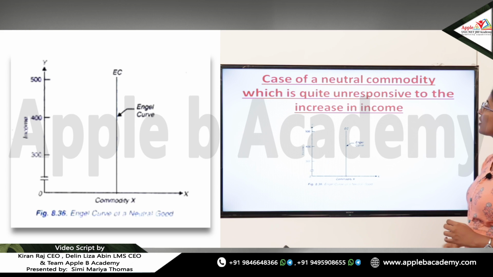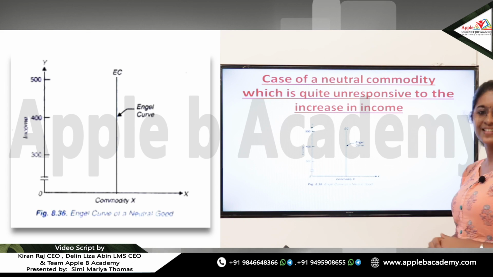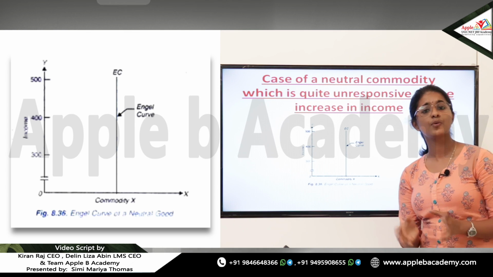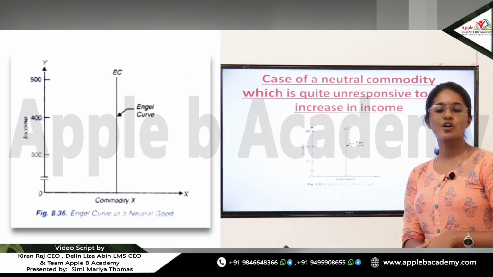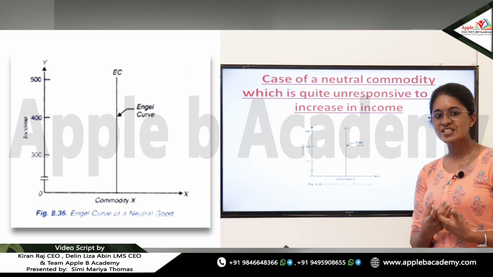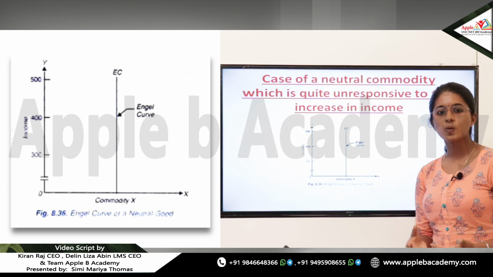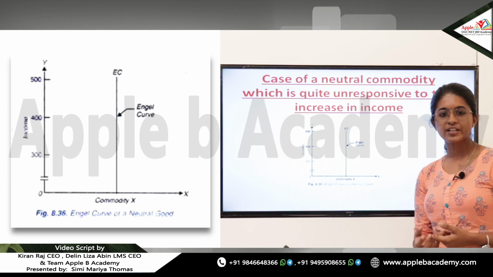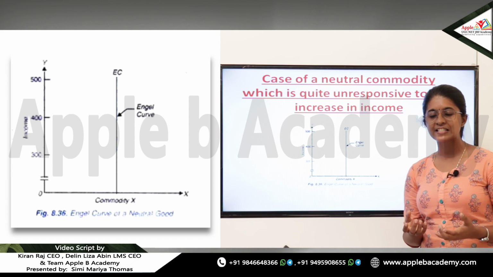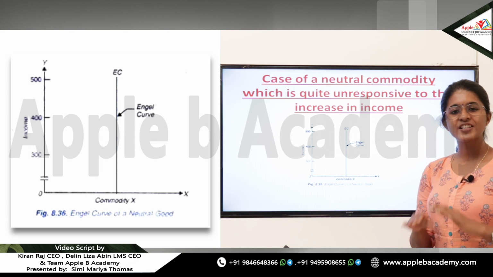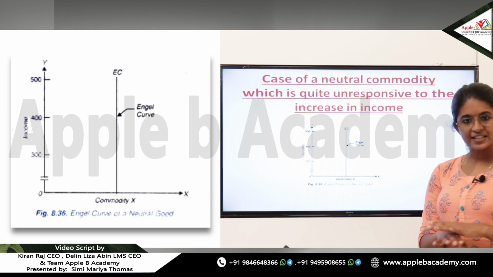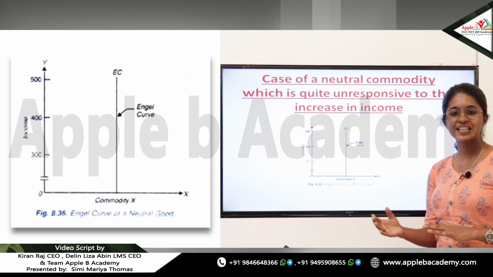A neutral commodity is quite unresponsive to the increase in income. Whatever the increase or decrease in income, when it's a neutral commodity, it won't change. We have mentioned some examples: clothing, housing, lodging, fuel and light. The consumption of the commodity does not change with respect to income. The consumption remains the same even after the income changes.